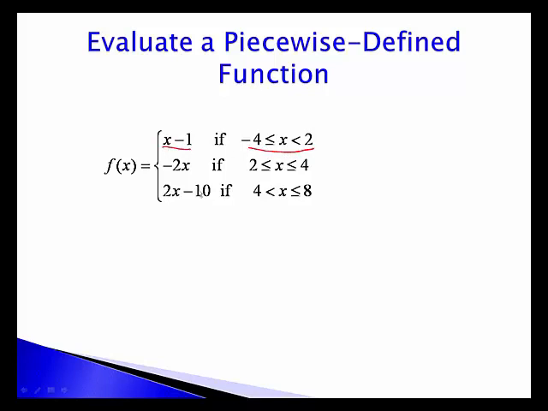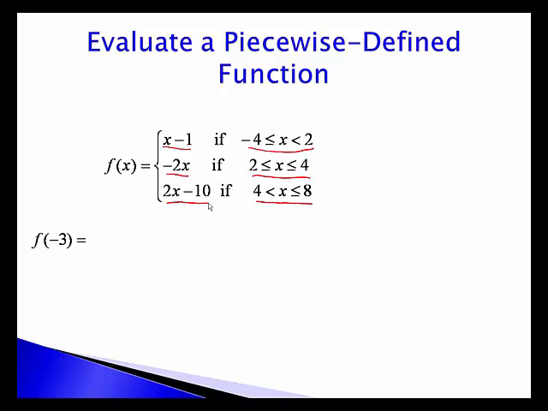x minus 1. When x is between 2 and 4 inclusive, meaning it has the endpoints on that, then the function is defined as -2x. And when x is between 4 and 8, including the 8, then the function is defined as 2x minus 10. So what that means for us is this.